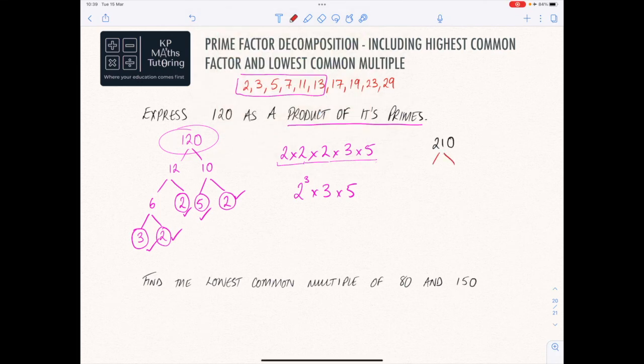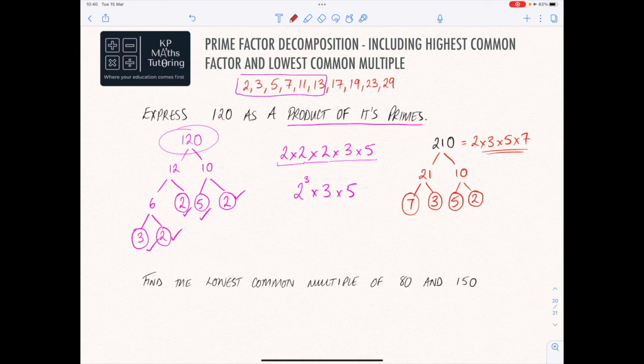So 210 becomes 21 and 10. Now you might have started that as 105 and 2, that's okay. Your answer at the end will be exactly the same as mine. That becomes 5 and 2. So circle those two, and 21 breaks down to 7 and 3, remember. They are all primes, so your answer for 210 becomes 2 times 3 times 5 times 7. So that would be your answer.